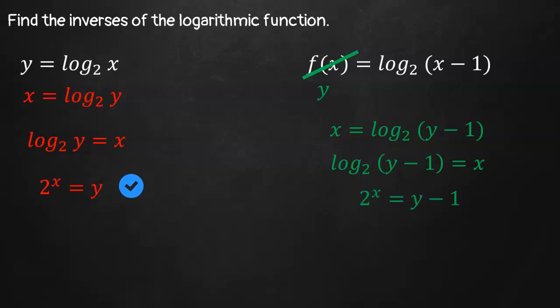Now I can go ahead and rewrite in exponential form. That takes away my log. I have 2 to the x is equal to y minus 1. My y, however, is not by itself, so I will need to add 1 to both sides, which does get me my final answer of 2 to the x plus 1. Now, because you do have a function, you could write f inverse of x in order to have that correct notation.